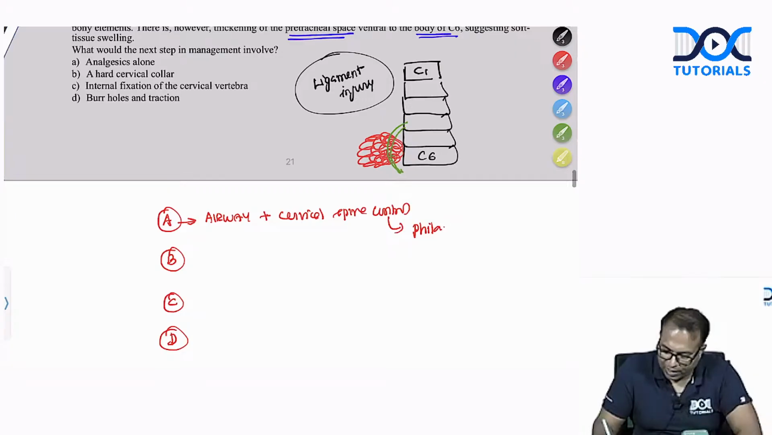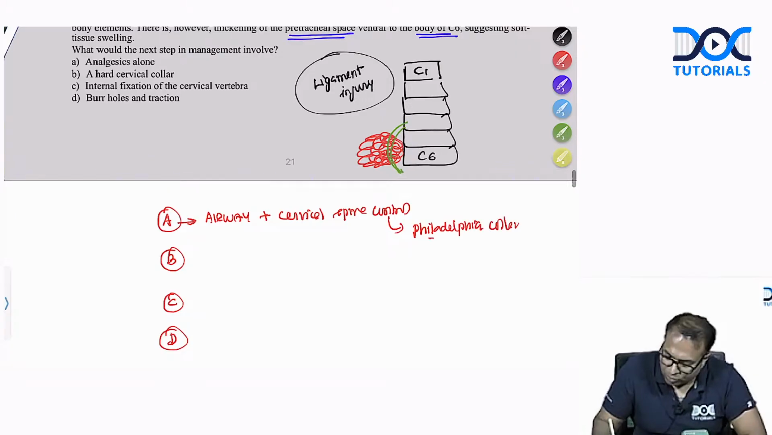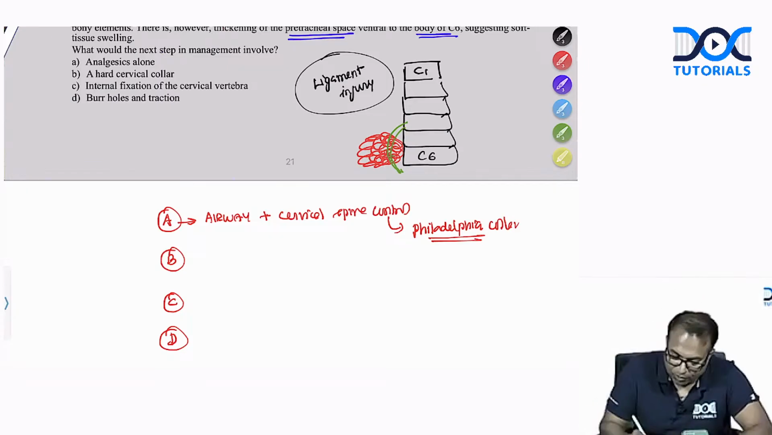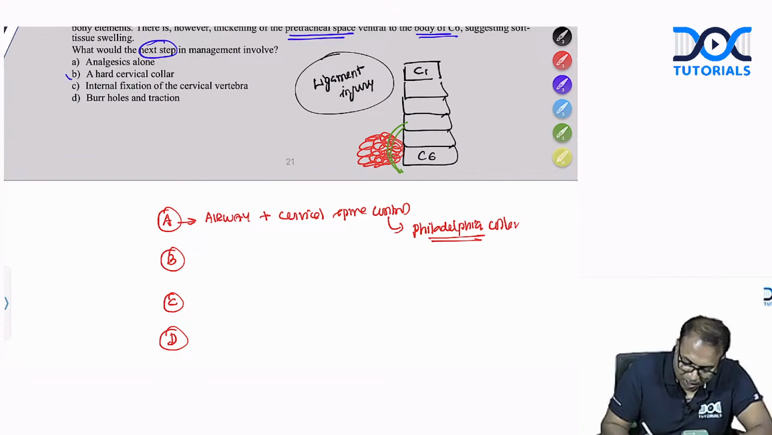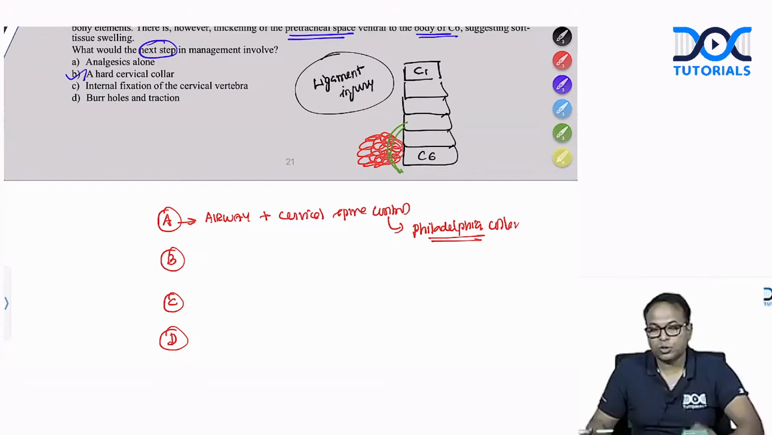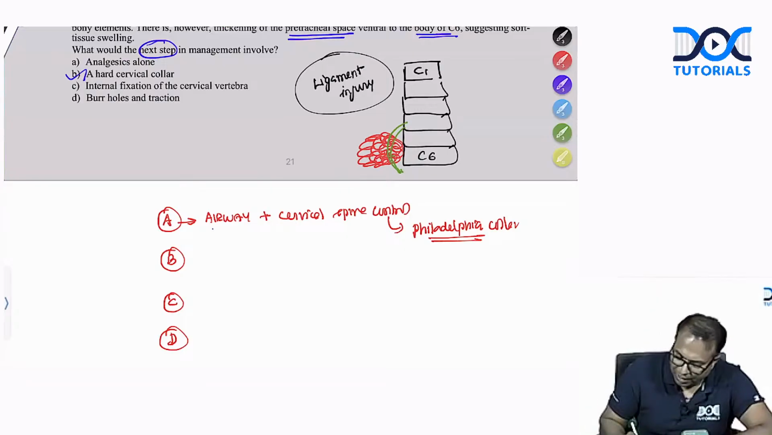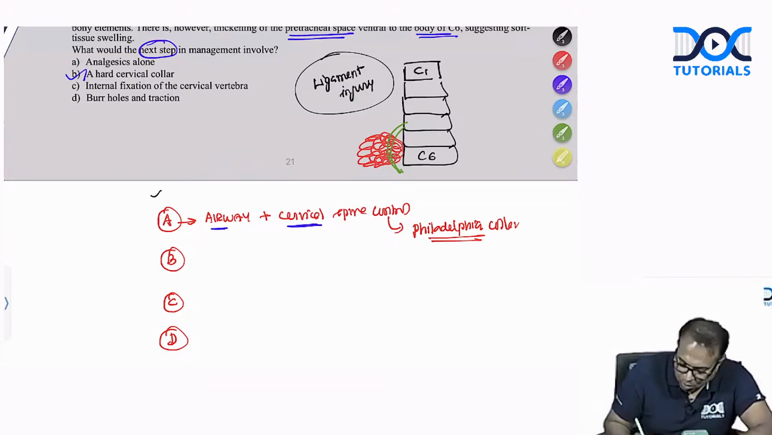Okay. So Philadelphia collar is done. Don't forget, I have not yet ruled out any fracture or spinal cord injury. So immediately, first thing, what should I do? Next step is a hard cervical collar. So immediately put a hard cervical collar, he should not move anything. According to the protocol, airway and cervical spine control comes first. And there is one small c here. Can you tell me what this small c stands for?